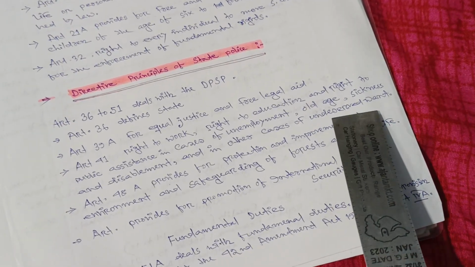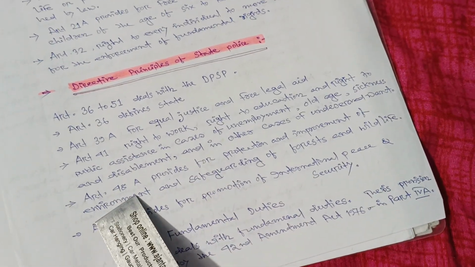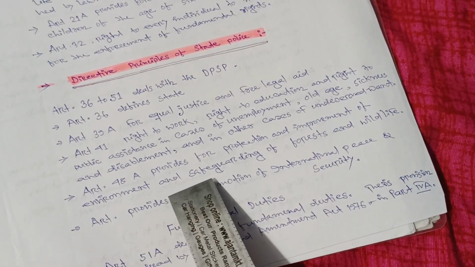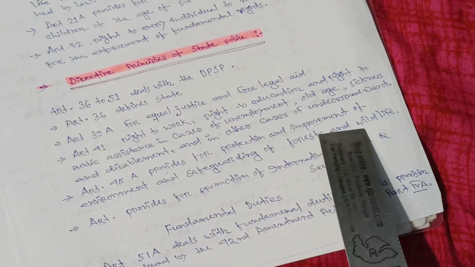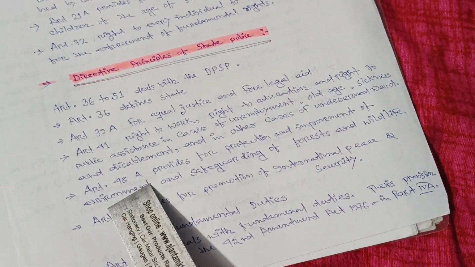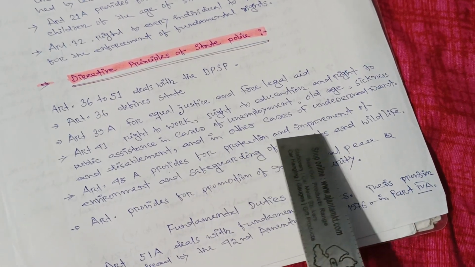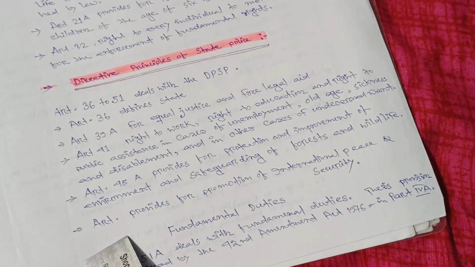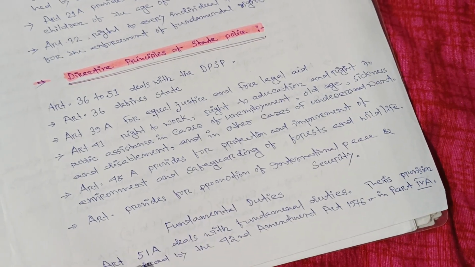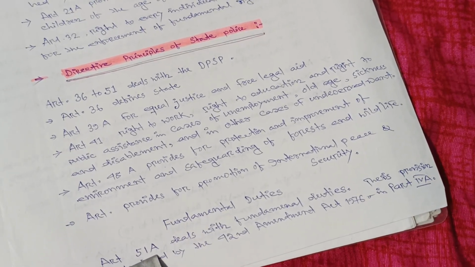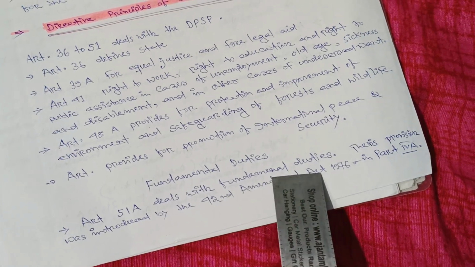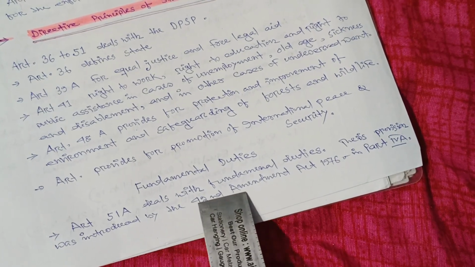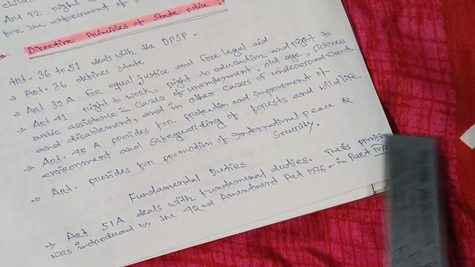Article 48A provides for protection and improvement of environment and safeguarding of forest and wildlife. Very important. Fundamental duties: Article 51A deals with fundamental duties. This provision was introduced by the 42nd Amendment Act 1976 in Part 4A.